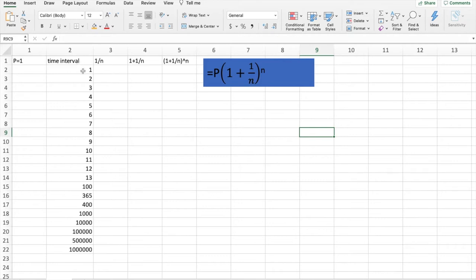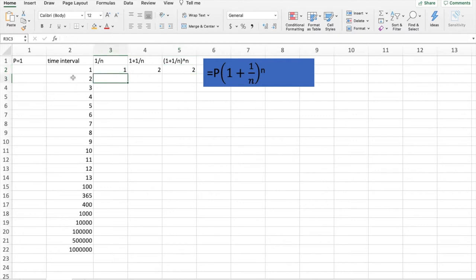Let us consider the time interval in this fashion. We have considered the time interval as 1, then the amount we will receive after the end of the year is equal to, divided by, what is the time interval here? 1. Then 1 plus 1 by n to the power n, equal to this to the power 1. So we will get back rupees 2 at the end of the year, is not it?